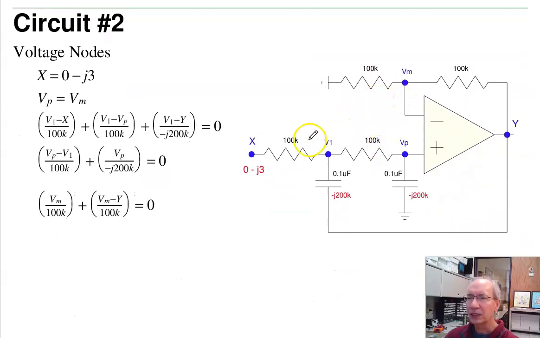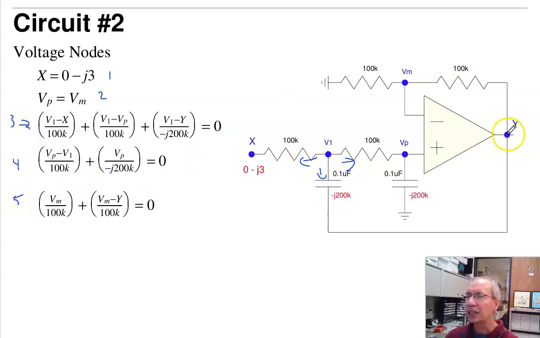So doing that, here's your first equation. Here's the second equation, V plus equals V minus. Third equation at node 1: current left, current down, current right equals 0. That's 3. At Vp, current left plus current down equals 0. Fourth equation. And at V minus, current left plus current right equals 0, 5.